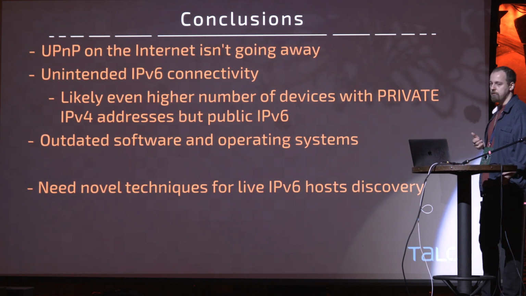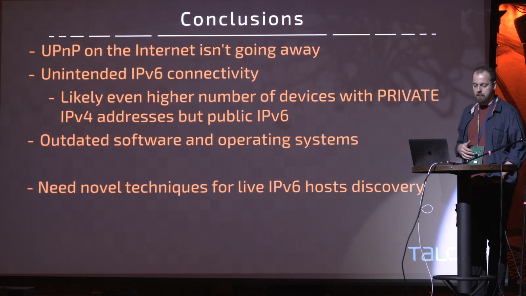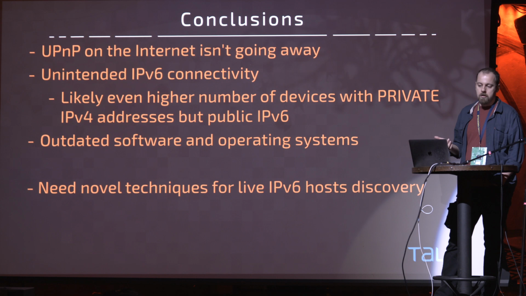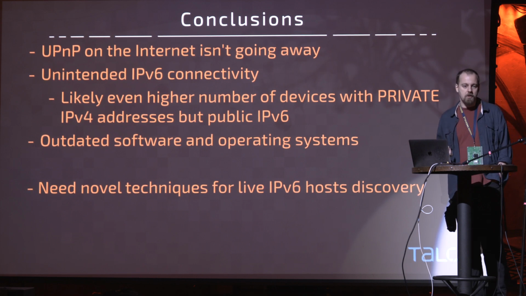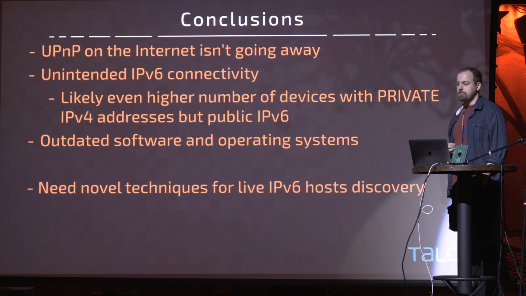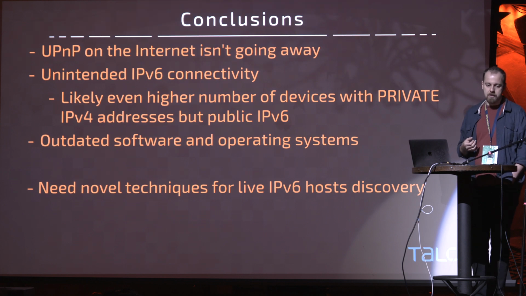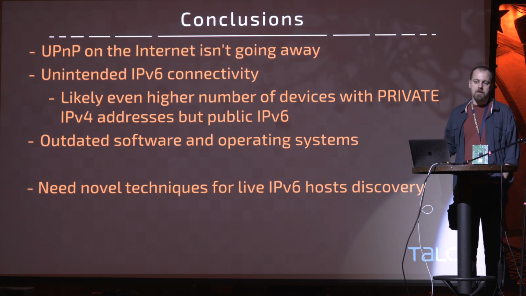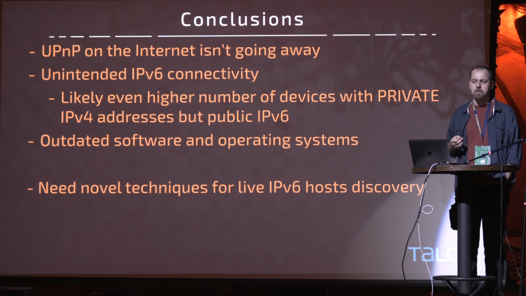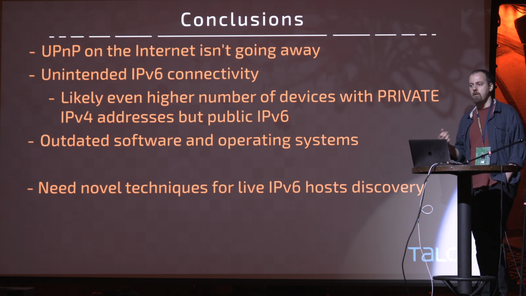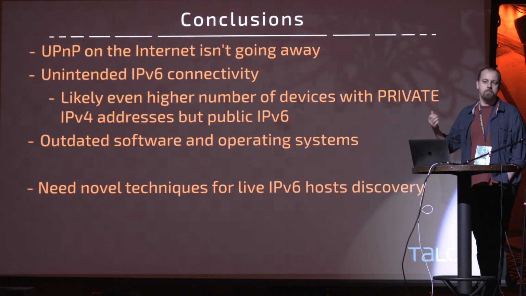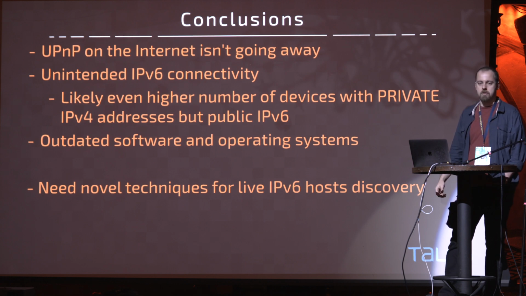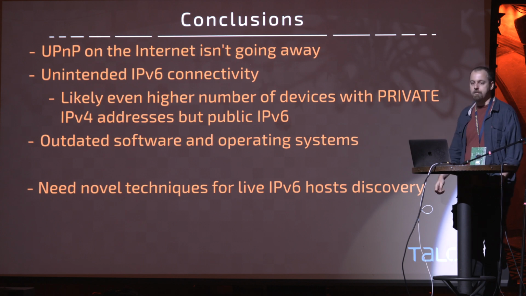And to conclude, from these results we can draw some conclusions, some not that surprising, some interesting. Obviously, UPnP is not going away. That thing is going to be found on the open internet and is going to be abused for years to come. Unintended IPv6 connectivity is a problem. What I mean by unintended IPv6 connectivity is where you pick a device, plug it into your home network, and it actually gets an IPv6 address, but you don't know about it. You might actually have IPv6 connectivity at home without knowing it, because your ISP might be experimenting with it, or your router might be using some tunneling technology, as evidenced by the results that we found.